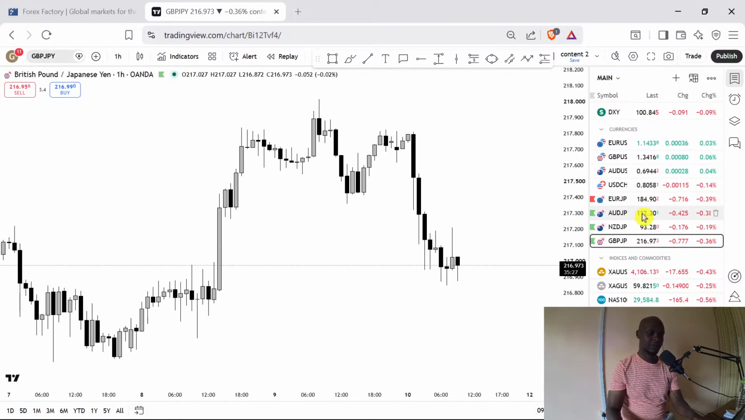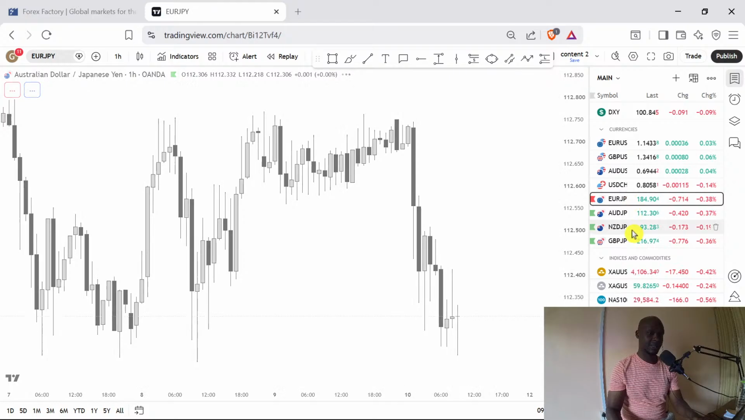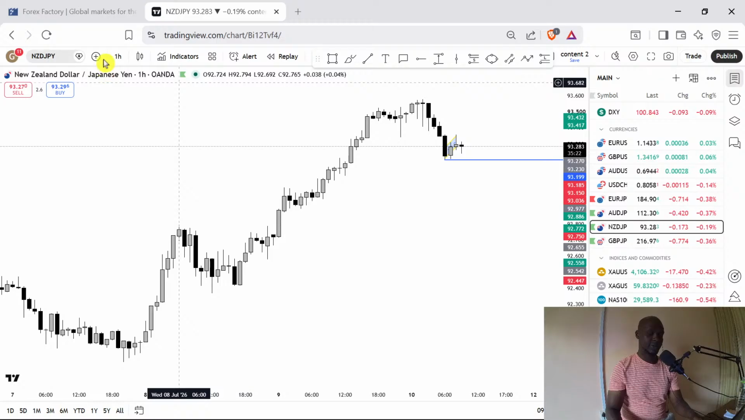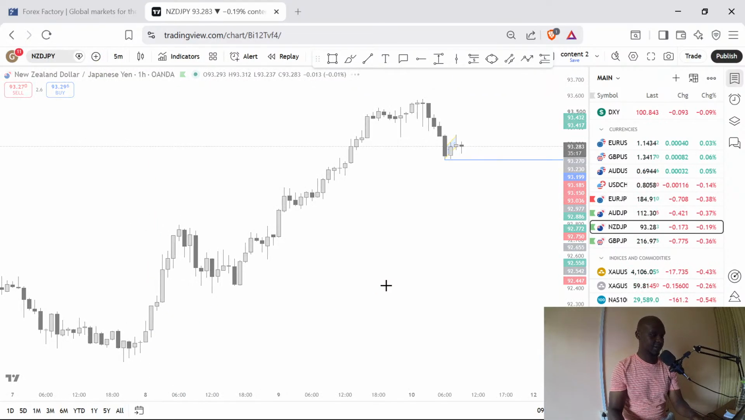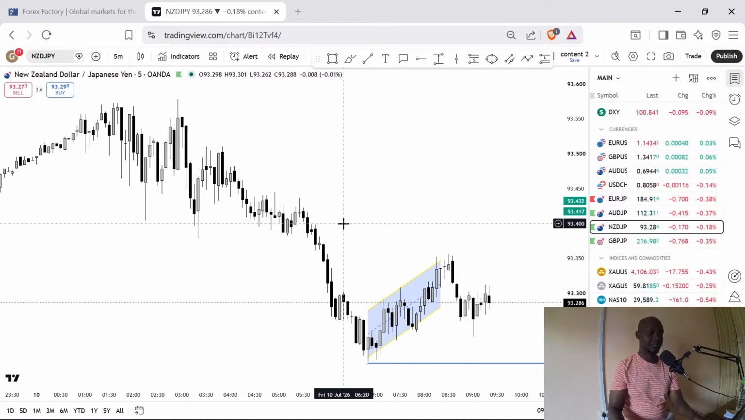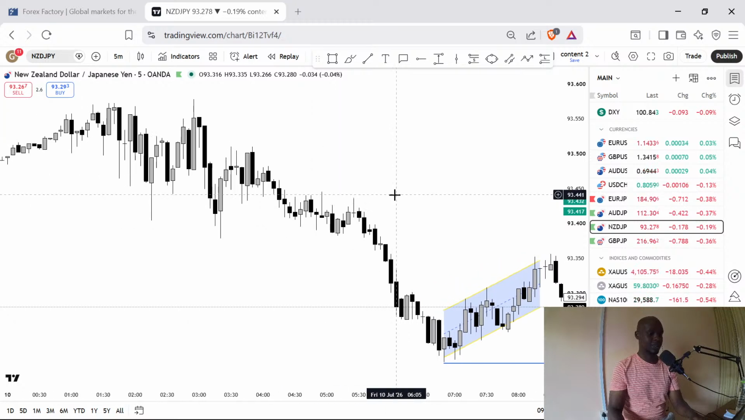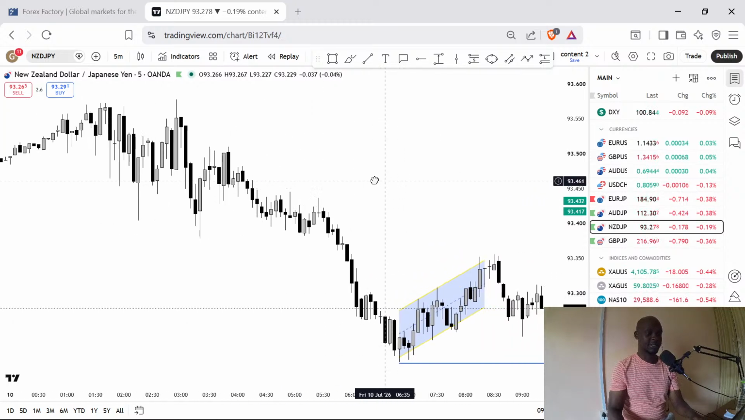On the other yen pairs, there were no other possible setups for me. It was only on New Zealand JPY. But with that said, let me head back to the 5-minute chart, which is the time frame I focus on for the live streams and the intraday strategy.